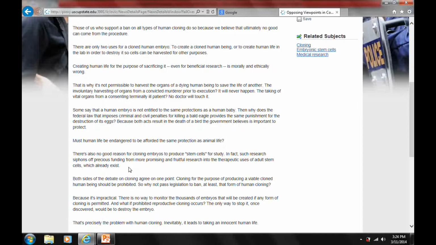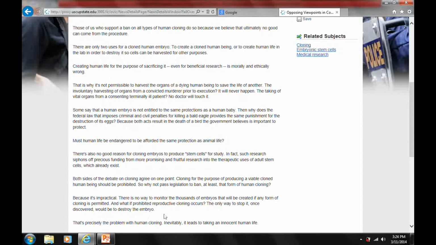There's also no good reason for cloning human embryos to produce stem cells for study. In fact, such research siphons off precious funding from more promising and fruitful research into the therapeutic uses of adult stem cells which already exist. Both sides of the debate on cloning agree on one point. Cloning for the purpose of producing a viable cloned human should be prohibited.